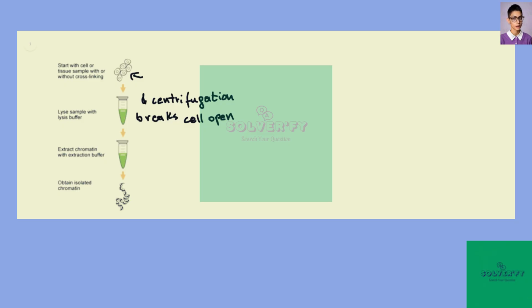So now you need to extract the chromatin out of that solution with extraction buffer, and that buffer is something that can bind to the chromatin. So once you have that chromatin isolated, it usually precipitates to the bottom, and then usually you can take all of this liquid out on top and you are left with your DNA at the bottom.